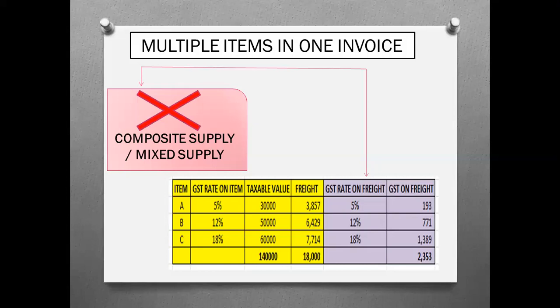As the supplier is charging freight in the same invoice for all the items taken together, the question arises as to what is the GST rate to be charged for the freight of rupees 18,000. Here, it is suggested that the GST rate should be charged proportionately as per the value of the individual items. The example has been solved for your easy reference.